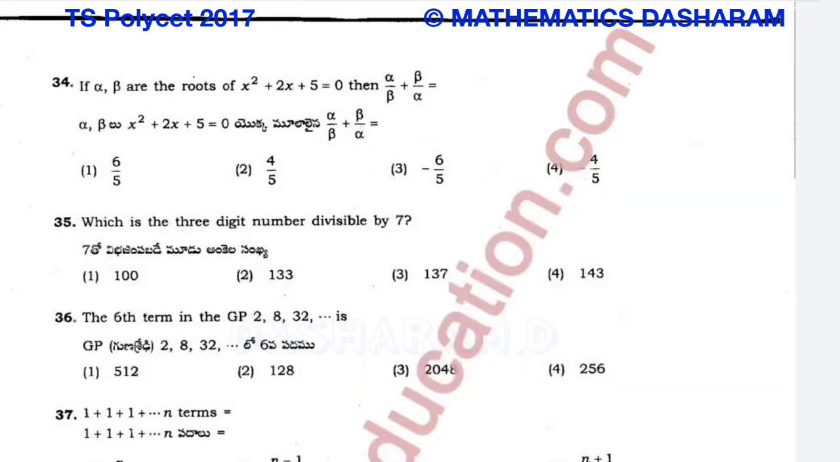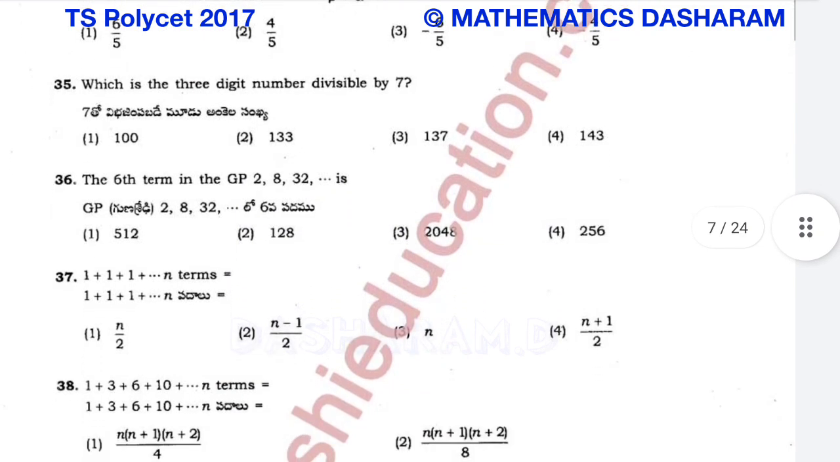So next, the 35th question: which is a 3-digit number divisible by 7? A simple question. We know very well 100 will not come in the 7 table. 133: 7 ones are 7, 7 twos are 14, so 7 ones are 7. Remainder 6, 7 nines are 63. So 133 is divisible by 7. So option 2 is correct.